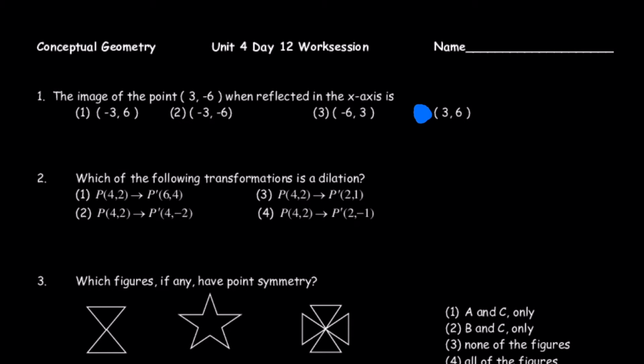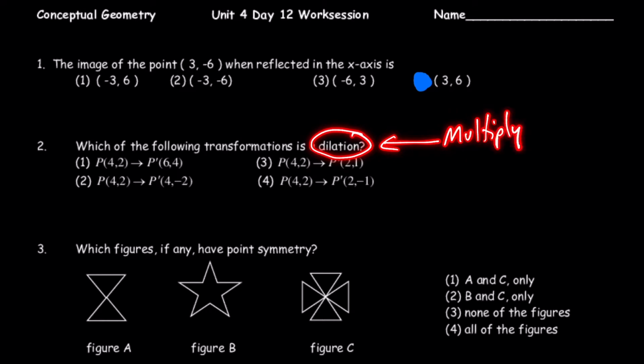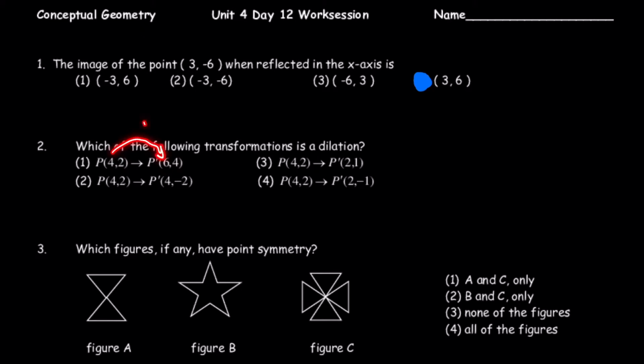Question 2, which of the following transformations is a dilation? Remember what a dilation does. It makes something bigger or smaller. That means you have to multiply both coordinates by the same number, and that's important. So notice here, (4, 2) goes to (6, 4). Well, 4 times what is 6? I'll tell you, it's not 2. And it would have to be 2 in order for that to be a dilation, so it's not this one.